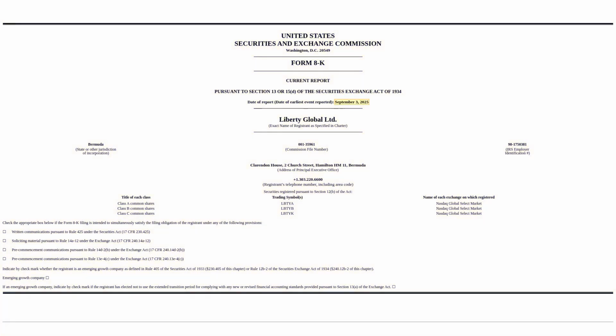We're looking at information and disclosures, dated September 3rd, 2025. This is the key date for this report, telling us when the events or information being shared took place or became effective. It's the snapshot date for what Liberty Global is telling us today.